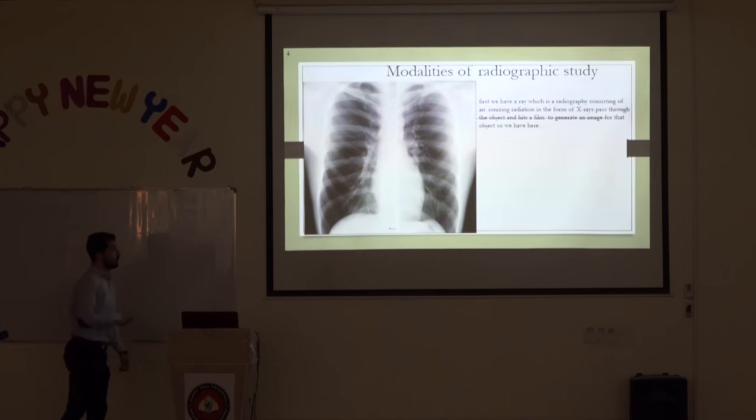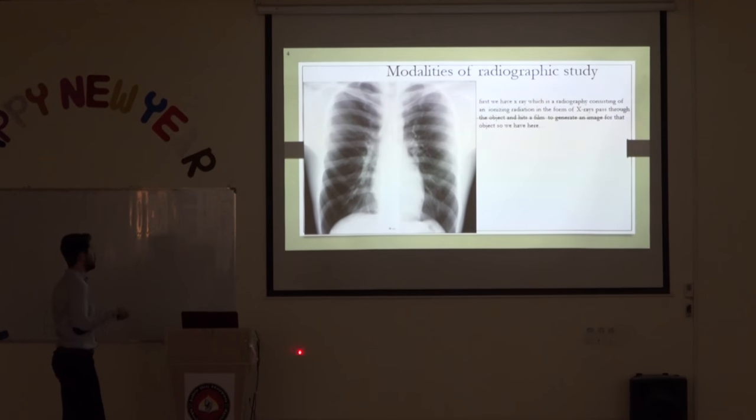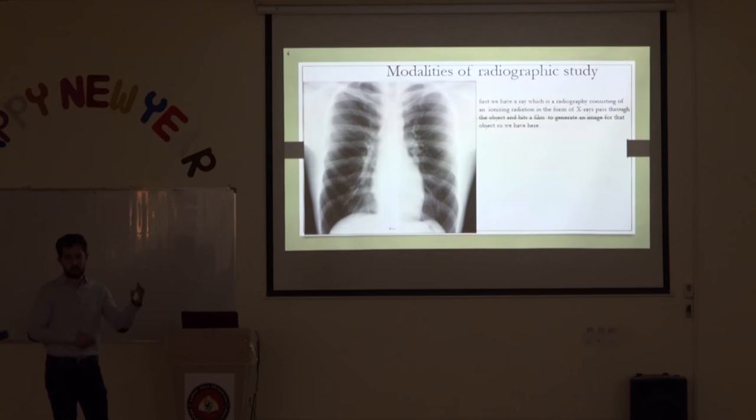What are the modalities of radiographic study? We have so many modalities. For example, we have X-ray, CT scan, MRI, and so on. First, we will discuss X-ray. This is a chest X-ray. Chest X-ray consists of a machine generating an X-ray beam which passes through an object and then hits a film generating a photo. Here we have a chest X-ray.